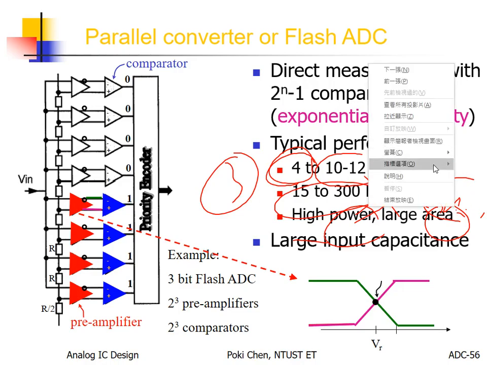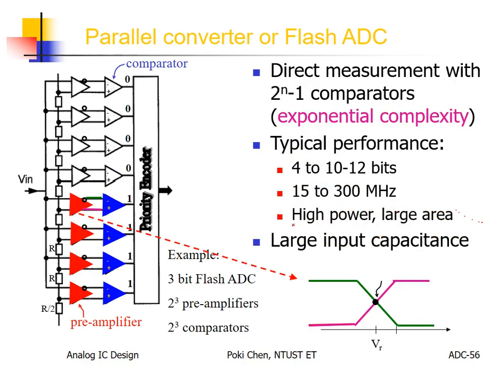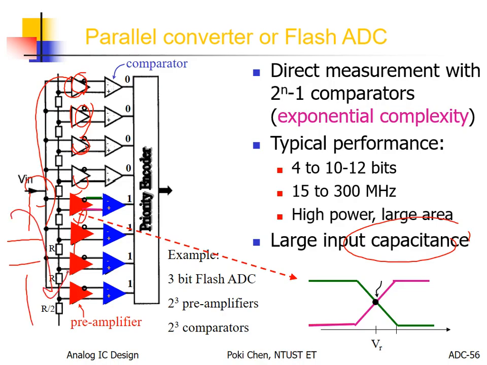the other issue is for the input. It needs to be connected to all those preamplifiers. Oh, that is another reason. It needs to be connected to the input of the preamplifier, so it gets a lot of input capacitance. Okay, so what does it mean? It will slow down the operation. To speed it up, you need to have a large driver to charge or discharge the parasitic capacitance. Again, it will waste your power and also area.